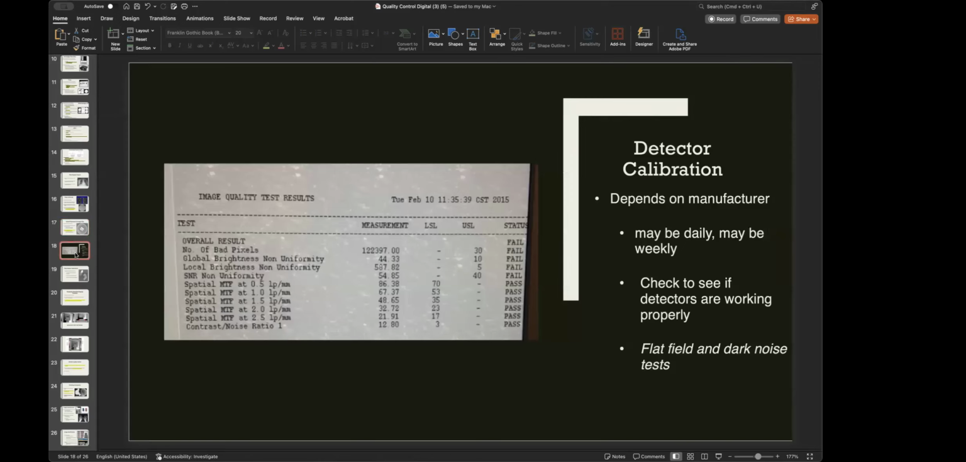Detector calibrations. I know when I was working, I had to do this like every day. Some places do it weekly, but essentially you calibrate the detector to ensure it's working properly. Okay, there's a flat field and a dark noise test that gets performed.